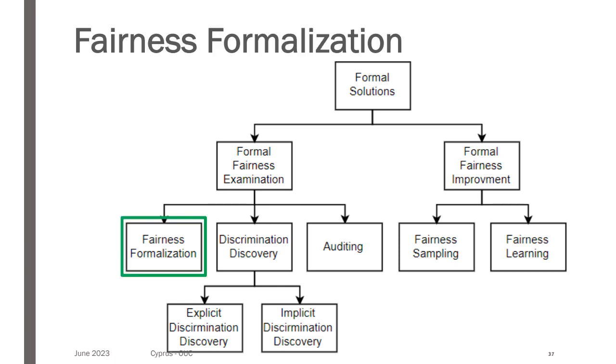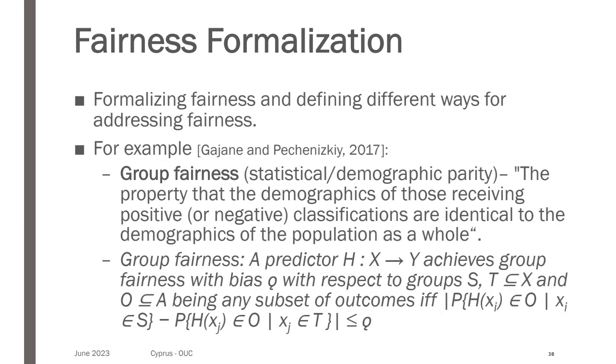So let us look at fairness formalization. Fairness formalization means that we need to take an aspect of fairness and define it formally in a way that we can compute it. And we have here an example of group fairness, which is statistical or demographic parity, or the property that the demographics of those receiving positive or negative classifications are identical to the demographics of the populations as a whole.